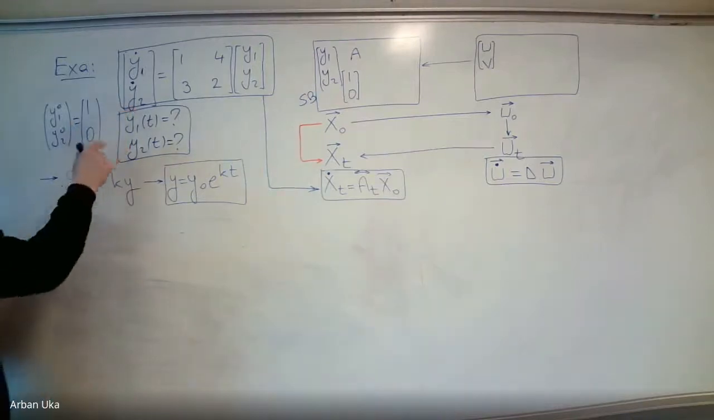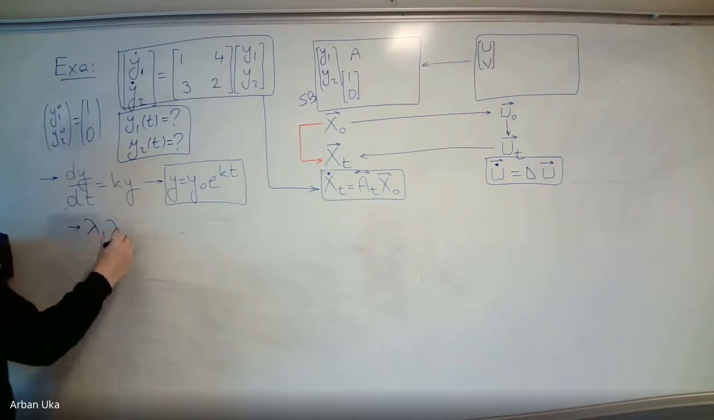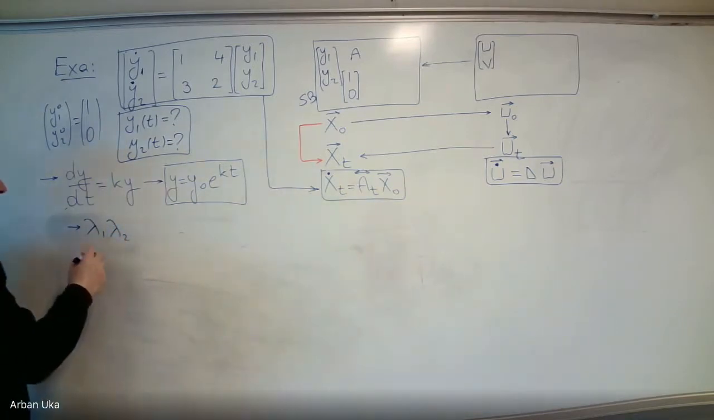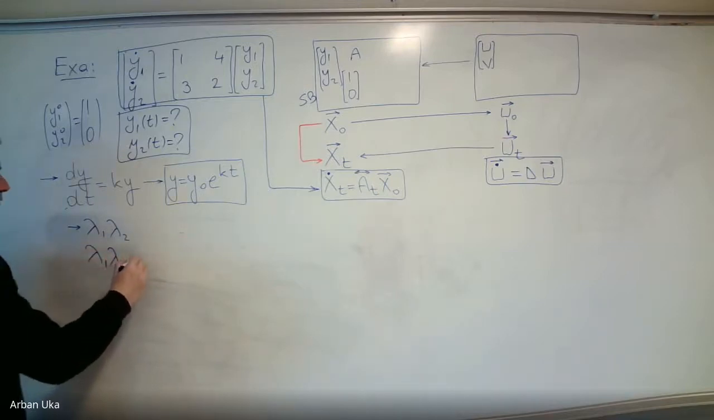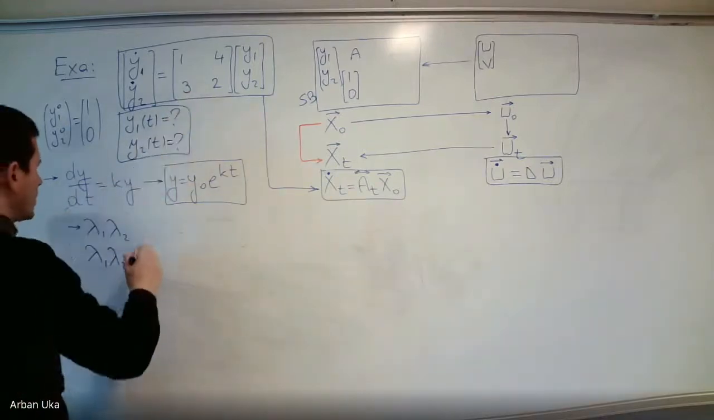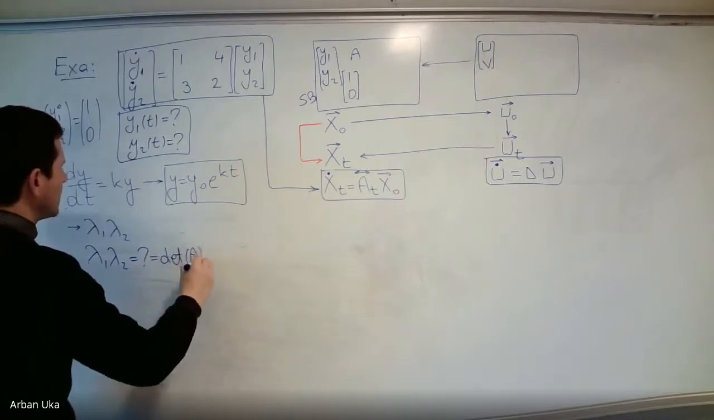We have A, and for A, the first thing is to calculate the eigenvalues, lambda 1, lambda 2. We need two equations. Let's first look: what is lambda 1 times lambda 2? It is equal to the determinant of this matrix. There is a property that this is equal to the determinant of A. What is the determinant of A?